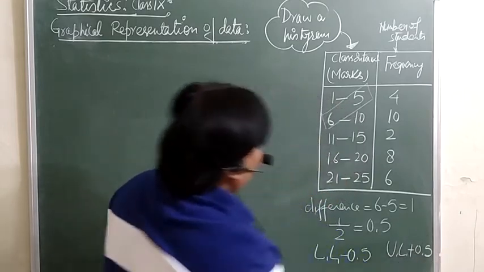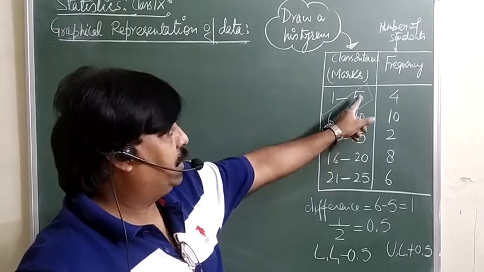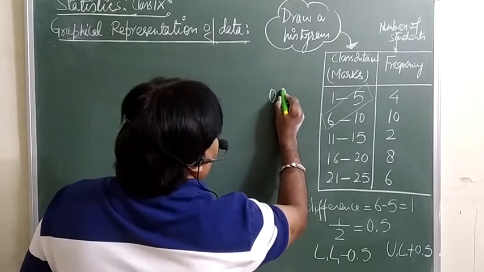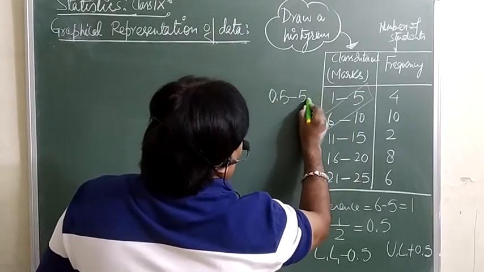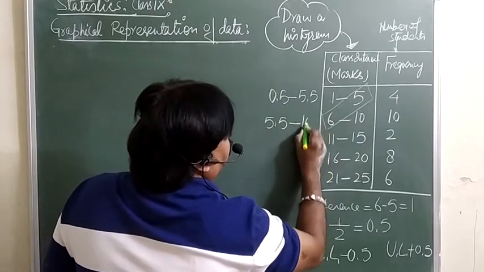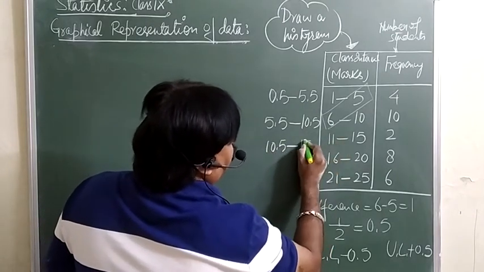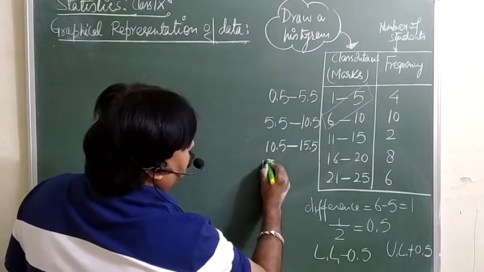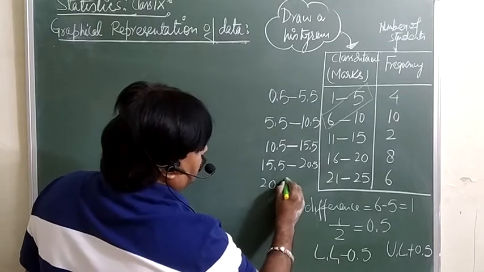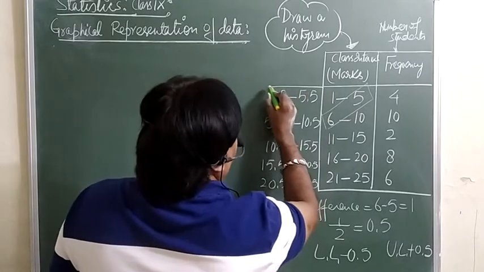Then you will see that this upper limit is going to coincide with the lower limit of the next interval. Inclusive will change into exclusive. So subtract 0.5 here and this is your 5.5. Here we will subtract, 5.5, here we will add, 10.5, subtract 10.5, add 15.5, subtract here 15.5, 20.5, here subtract 20.5, 25.5. So now your new class interval is this one.